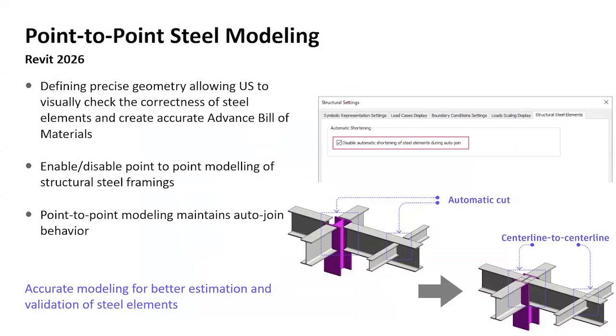There's also point-to-point steel modeling. Now this is interesting because the legacy behavior is focused on the drawing presentation, neglecting model accuracy for usability downstream. In 26, we're introducing a new global option available in structural settings. With one click, you're able to remove all setbacks and make the elements model from point to point. This function works on all existing steel elements in the model, as well as newly created ones. Most importantly, you can disable the functionality at any time and return to the traditional Revit behavior. More accurate, better estimation, and validation of steel elements.